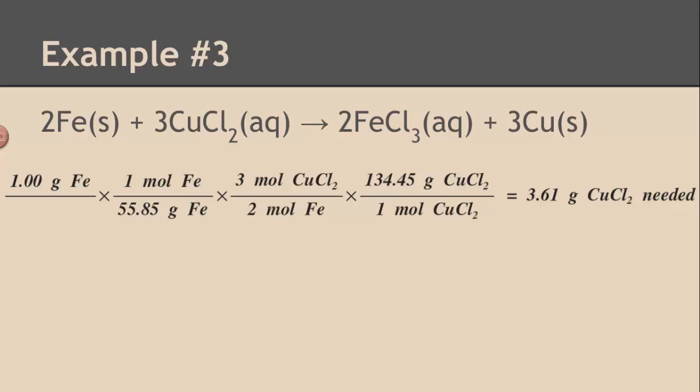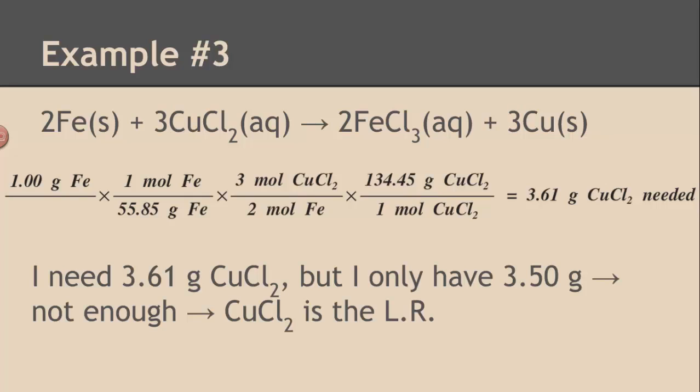Figure out which of my reactants is the limiting reactant. I say, okay, well, if I use up a gram of iron, how much copper chloride do I actually need? Now I'm working in grams, so I have to go a little further. I have to first go to moles of iron using the molar mass. Then I use the mole ratio, moles of copper chloride, the other reactant, to moles of iron, 3 to 2. And then I convert that to grams of copper chloride, 134.45. According to this calculation, in order to react 1 gram of iron, I need 3.61 grams of copper chloride.